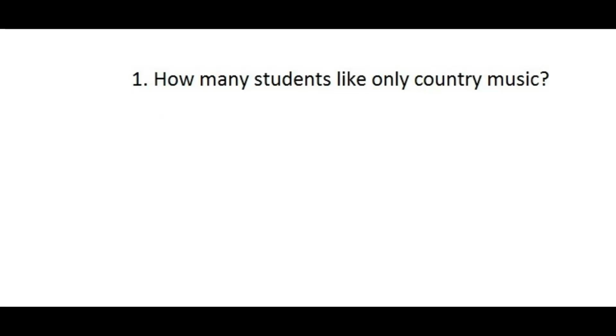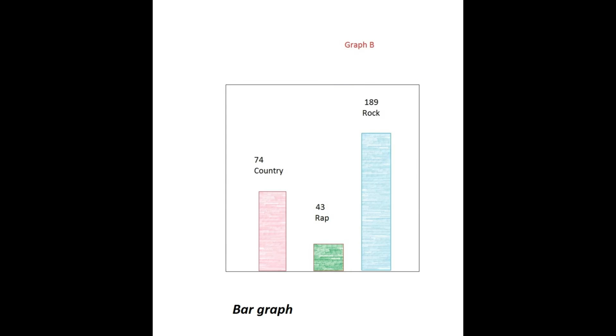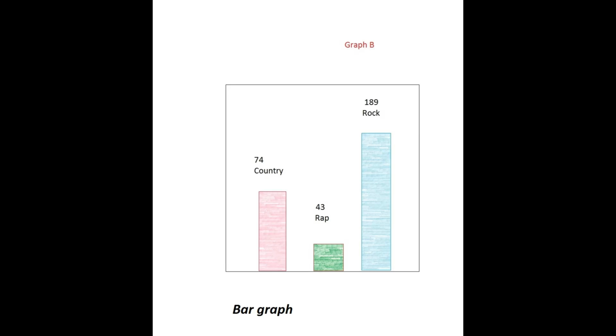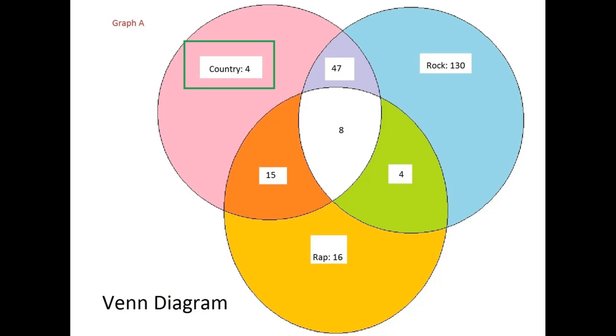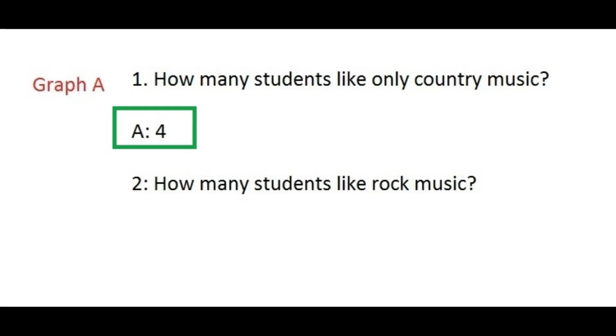If you look at these graphs, the question asks you, which graph is the best one to use for this? Now, the Venn diagram does break the selection choices down so that we can find students who only like country music. The bar graph doesn't do that. It just says 74 students total like country music. If you look at that pink circle, 4 plus 47 plus 15 plus 8 equals 74. So this bar graph is not specific, but the Venn diagram is. So, of course, the answer is graph A is the best choice for students who like country music.